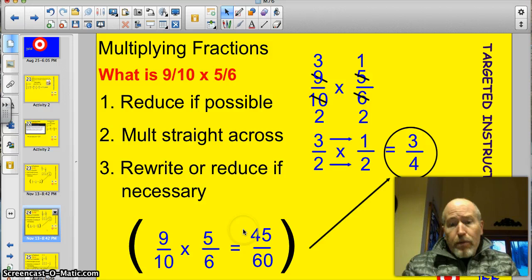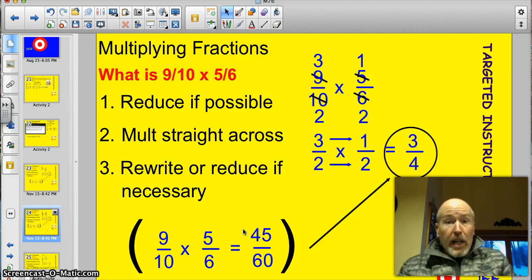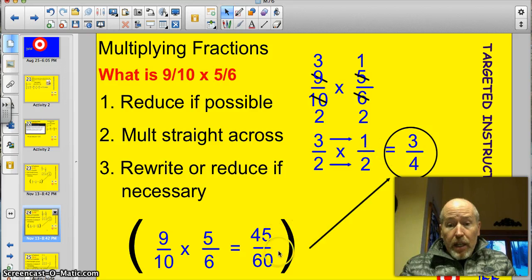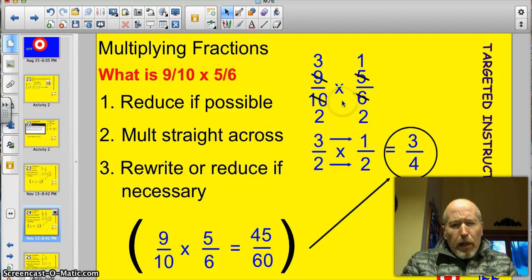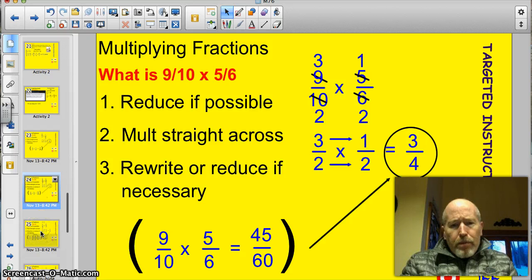Now, you just have to reduce this number here. Honestly, if you reduce 45, you divide by 15, you're going to get 3. If you divide 60 by 15, you're going to get 4. It'll come out to be the exact same fraction. Okay? All right. So don't let this reducing up here throw you. But I'll do a couple more examples, and I think you'll be a master of it before you know it.